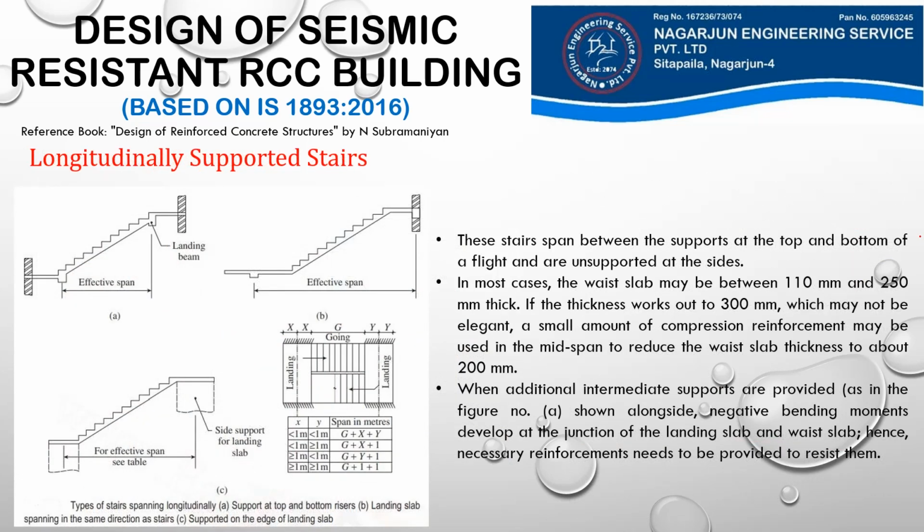And the second type based on structural classification is the longitudinally supported stairs. Longitudinally supported stair means that the deflection of our staircase slab is in the direction of the movement along the slab. So these stairs span between the supports at the top and bottom of a flight. For example, you see that our staircase may be supported either at the end of the going itself. I talked about going. Going means this horizontal projection of these treads. So this is the going of our staircase.